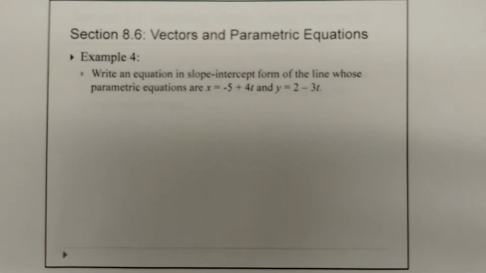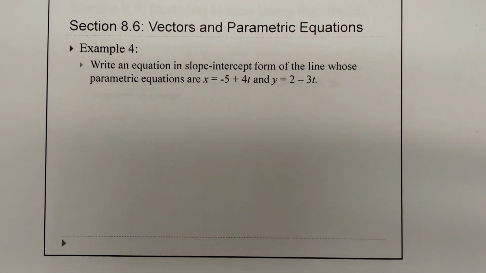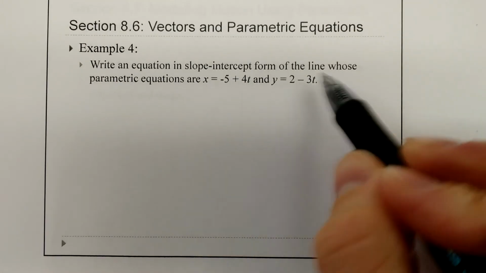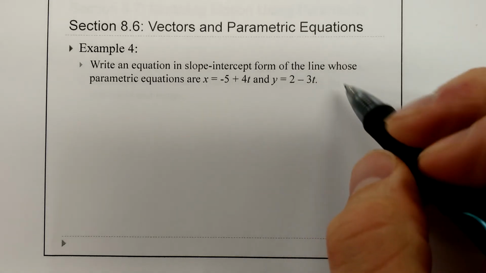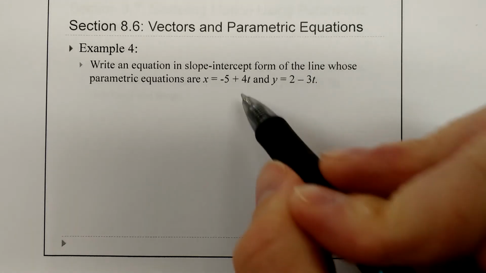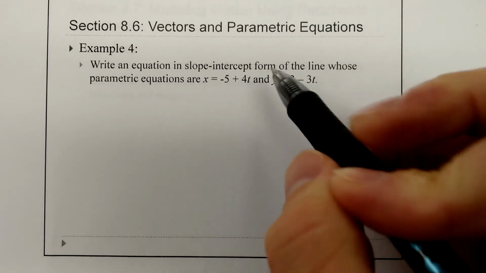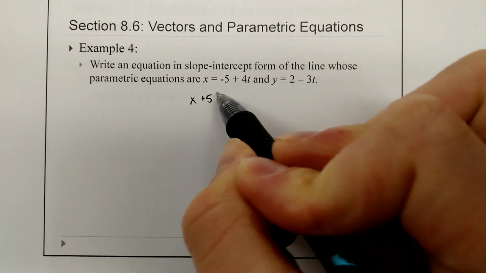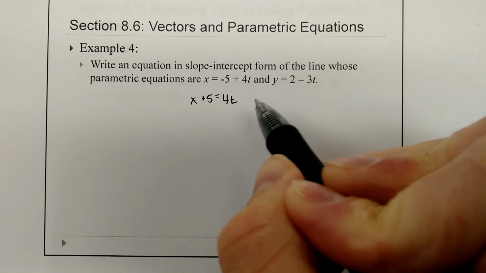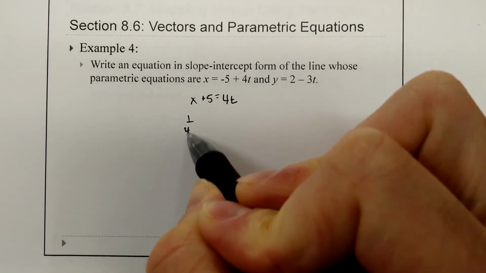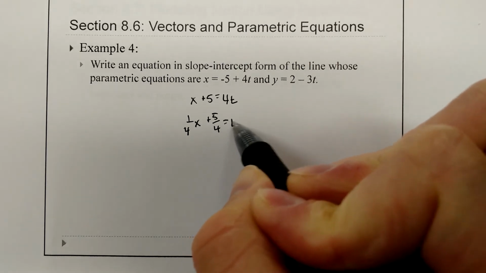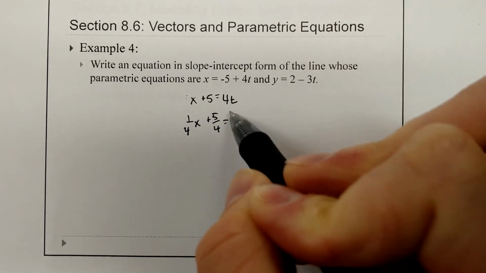All right. And the last example here: given the parametric forms, go back to slope-intercept. So x equals -5 plus 4t, and y equals 2 minus 3t. For this problem, the first thing you need to do is solve the x equation for t. So I'm going to add the 5 across, so x plus 5 equals 4t, and then divide everything by 4. So that's going to make t equal to 1/4 x plus 5/4.